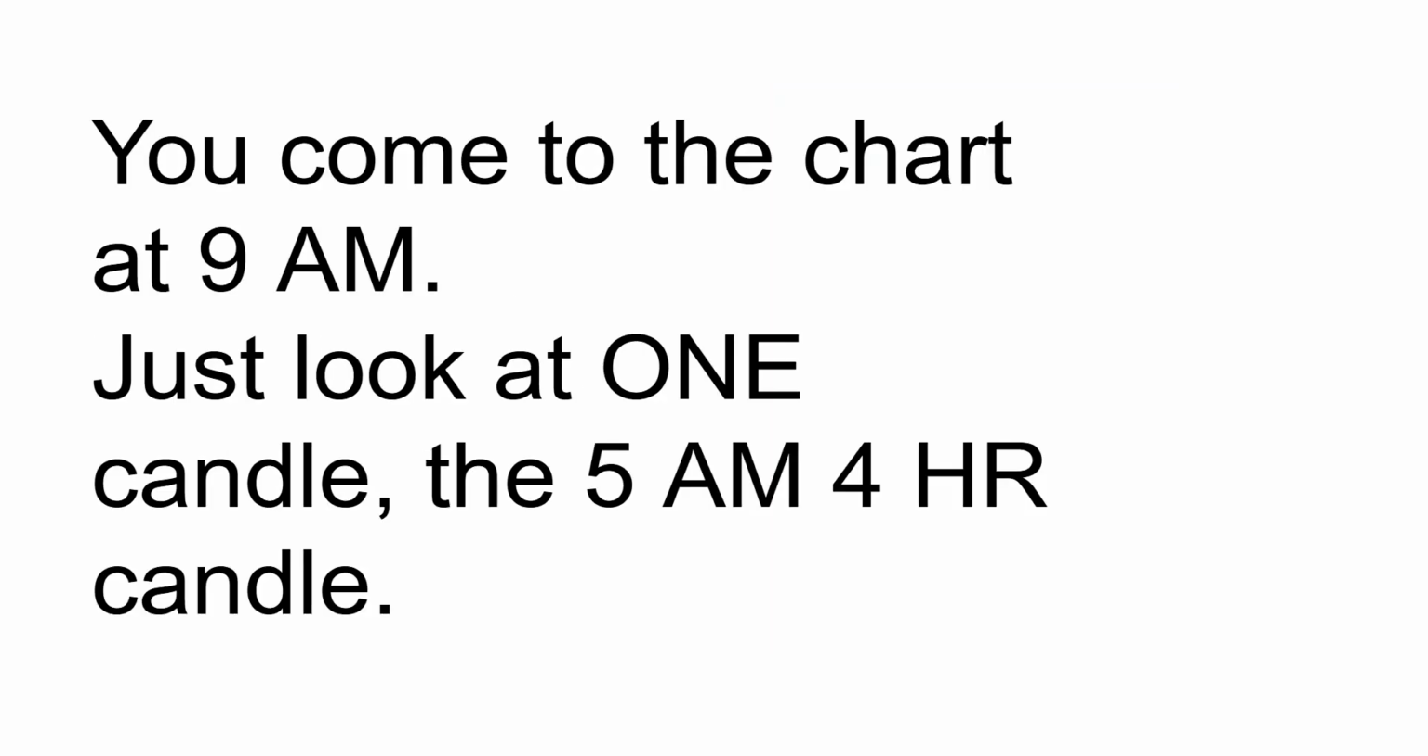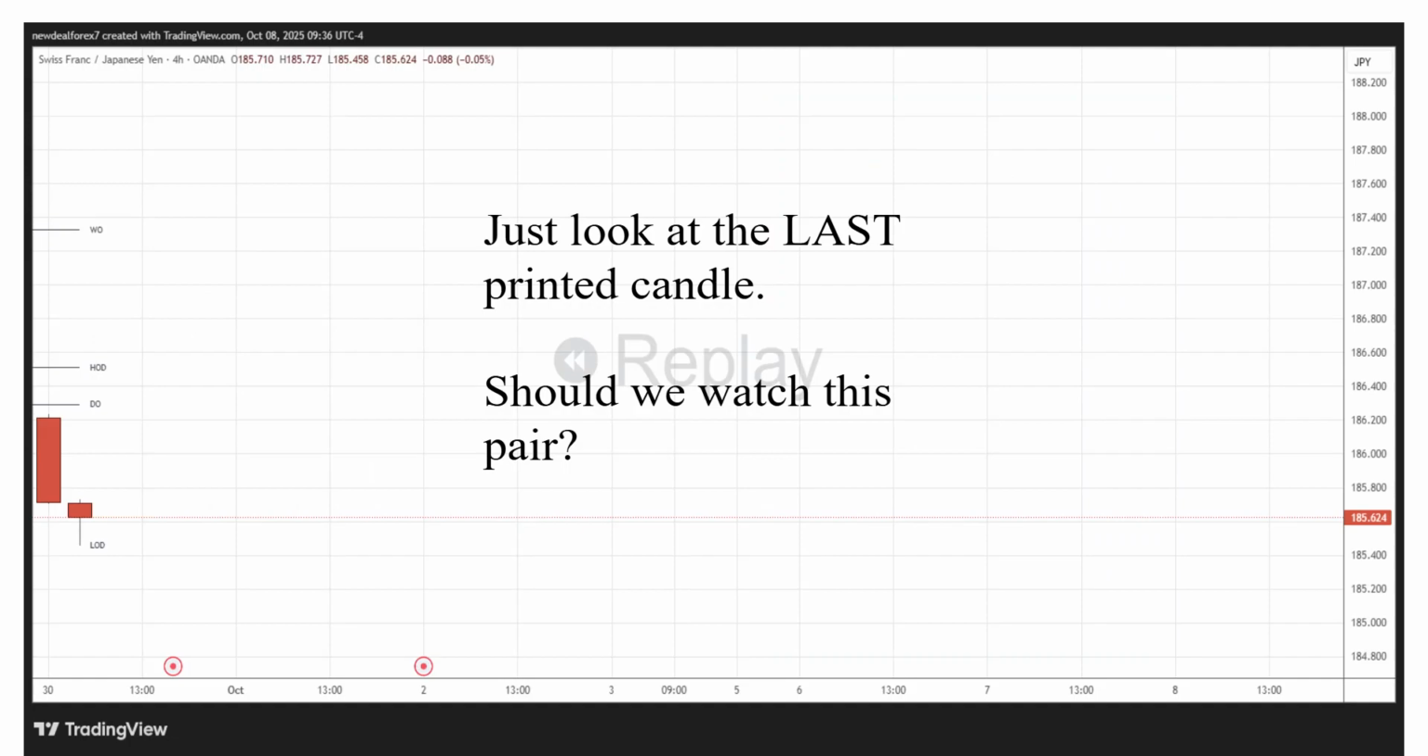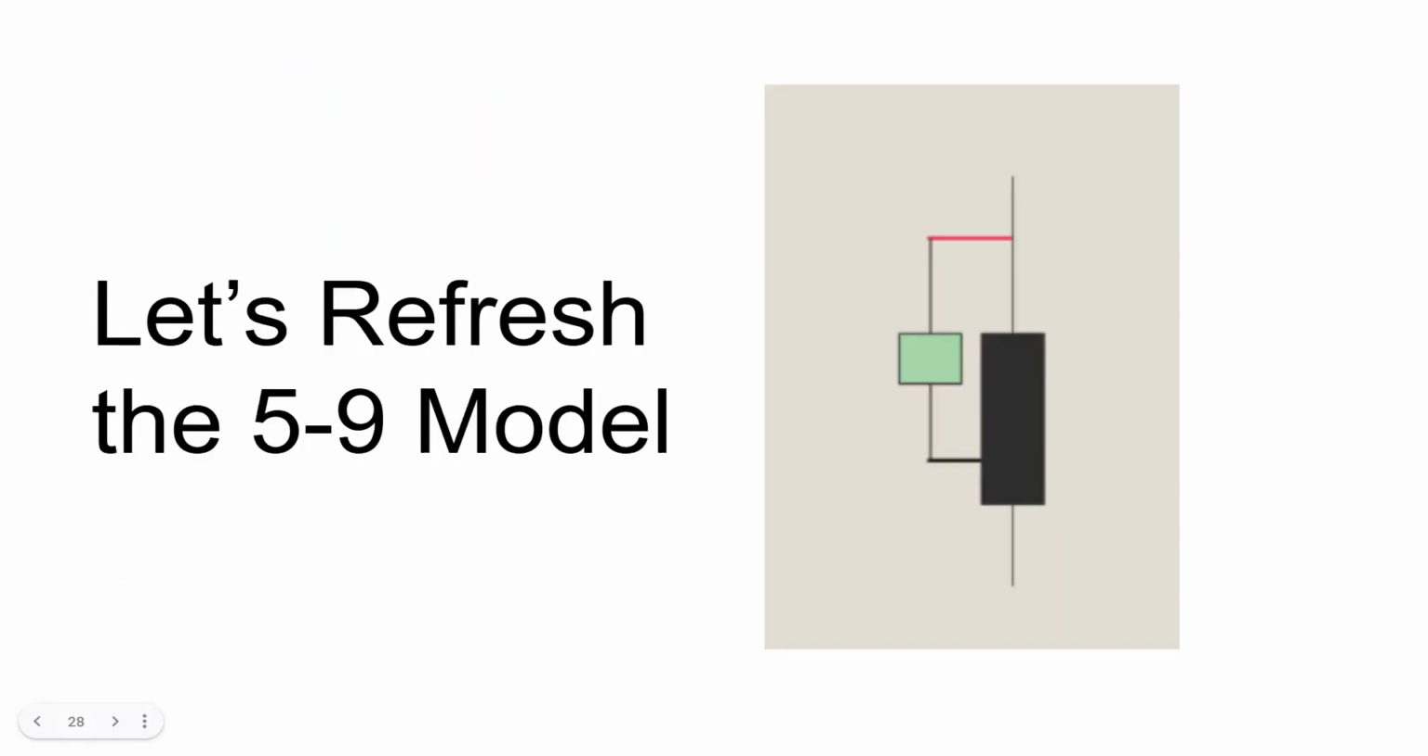Now you come to the chart at this example at 9 a.m. There was no way I could crop out the prior candle to this one, the 1 a.m. candle, but we're only looking at one, and I'll point to it so you know. So here we go. Just look at the last printed candle. Now I'm going to help you out with this one because I don't think I mentioned it on the 5-9 model, but let me make this clear as well. If this is the 5 a.m. candle, this point right here has to be the current high of day. Let me throw that in there too.